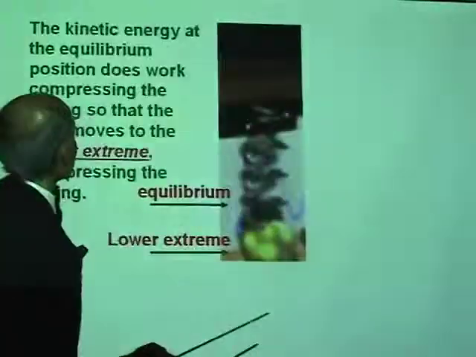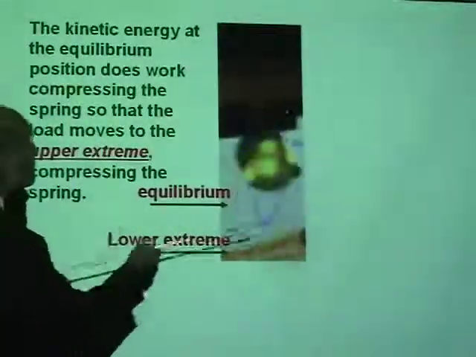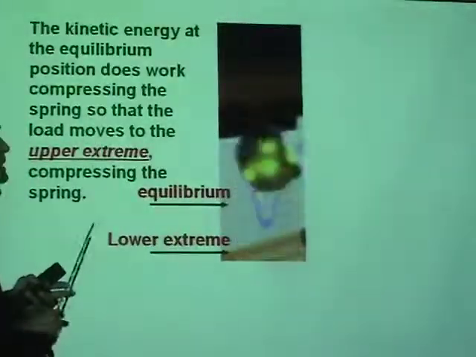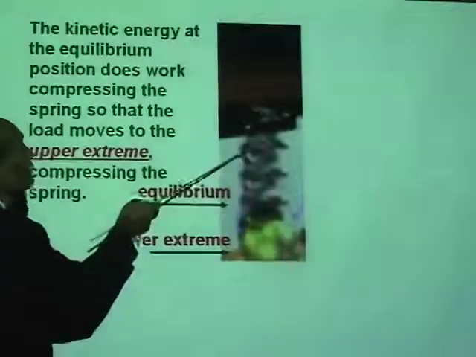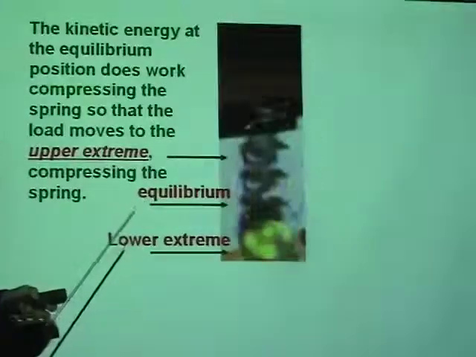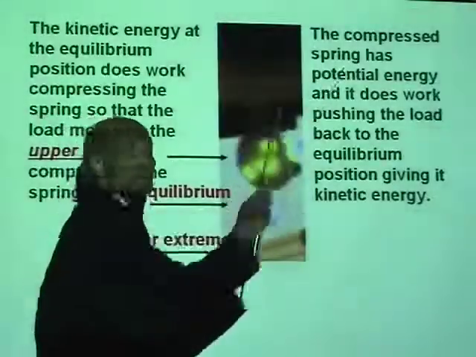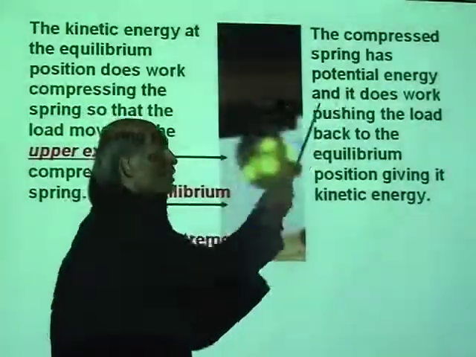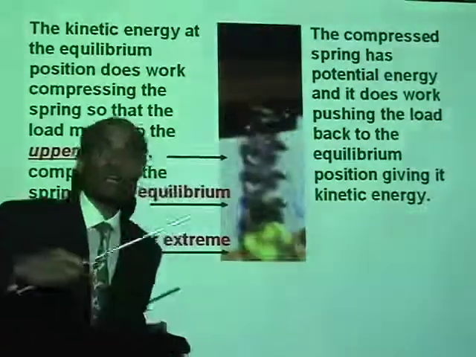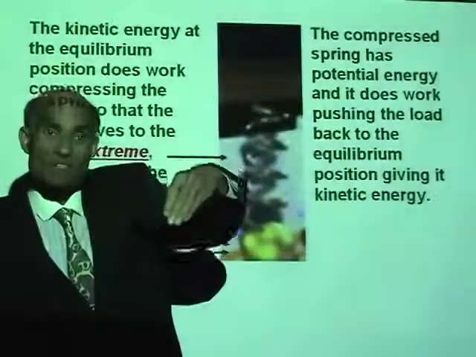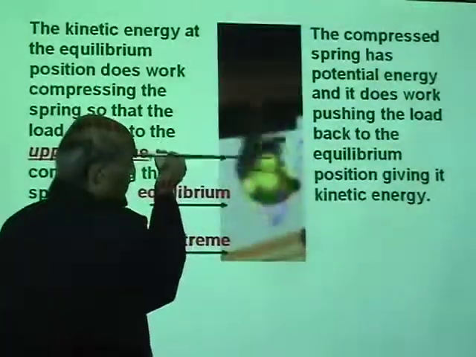It will move up, compressing the spring. The kinetic energy at the equilibrium position does work in compressing the spring so that the load moves to the upper extreme. That is the upper extreme. Now, the compressed spring has potential energy, and it does work pushing the load back to its equilibrium position. That means the load now rushes back to the equilibrium position from here.